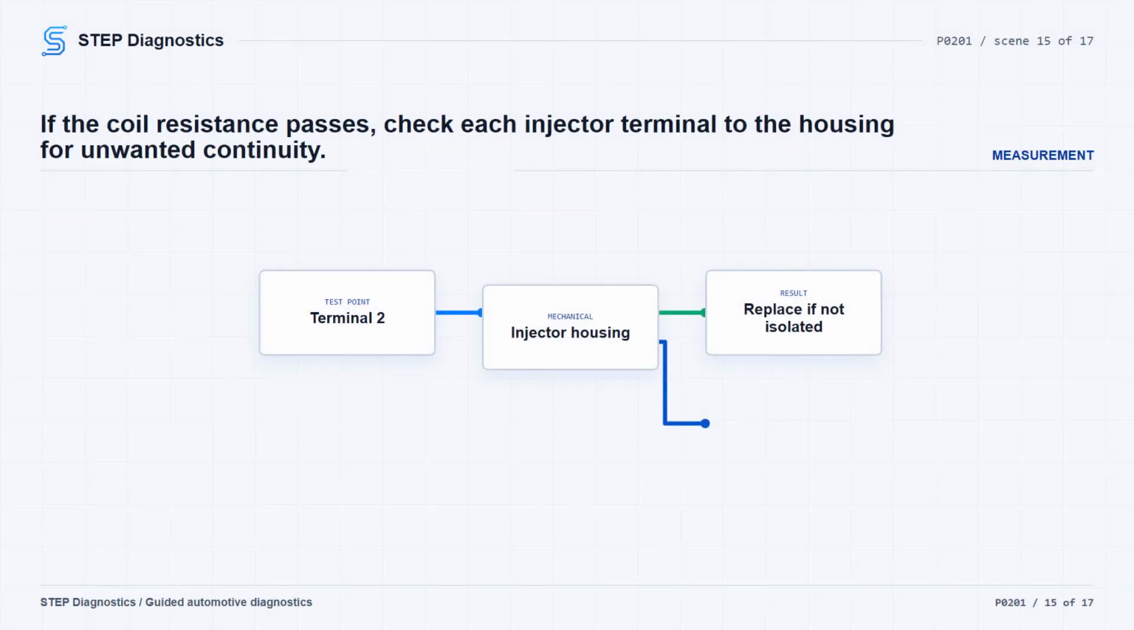If that resistance is correct, check each terminal of the component to the injector housing. Each one should show infinite resistance. If either terminal shows less than infinite resistance to the housing, replace the Q17 fuel injector. If both terminal to housing checks show infinite resistance, the component test is okay.